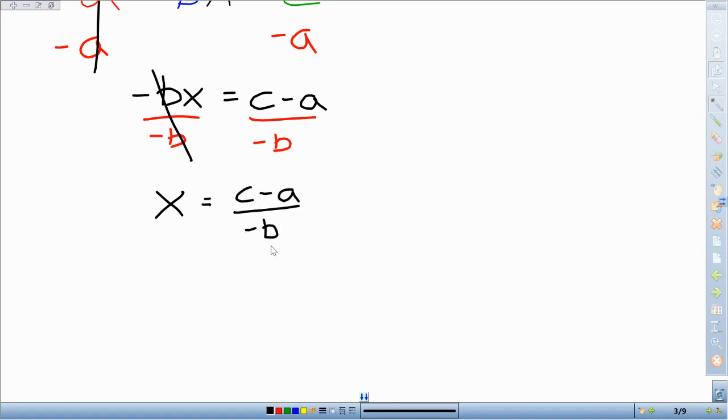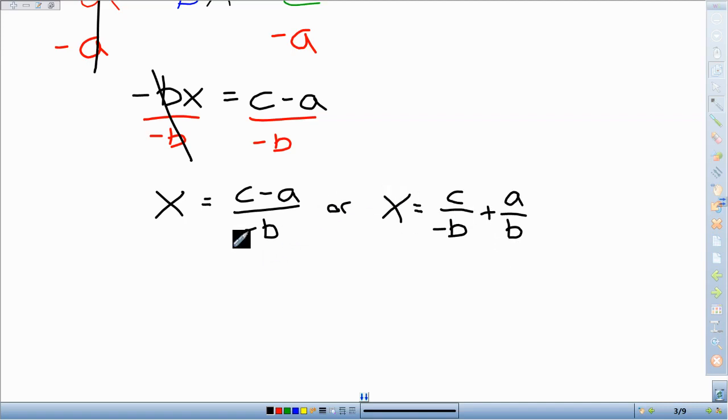Just for the sake of it, let's also write the alternate way that this can be written. Let's show that we can write it as x equals c divided by negative b and negative a divided by negative b. So c divided by negative b. And then here's something to think about. If I have negative a divided by negative b, this is actually a double negative. It's going to turn into a positive. So this would actually be plus a over b.